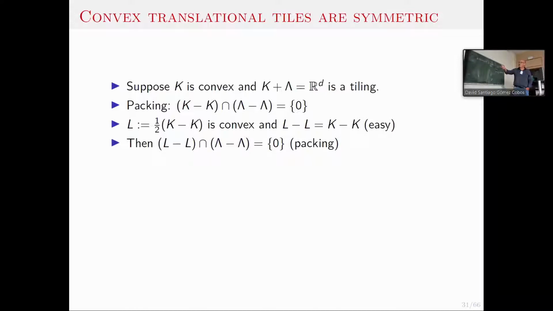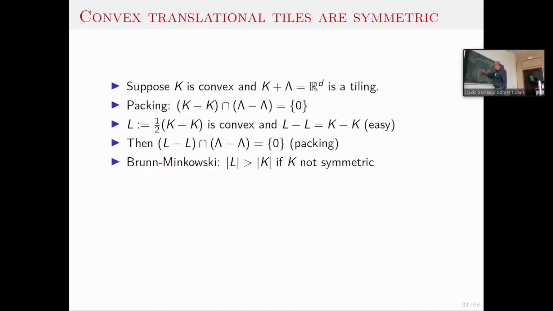Well, since K minus K is L minus L, this is also a packing. Okay? Now, by the Minkowski inequality, assuming K is not symmetric, what does Minkowski say about the volume of K minus K? The volume of K minus K is strictly larger than 2 to the D times the volume of K.